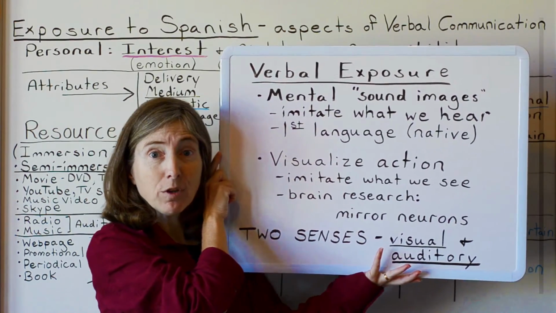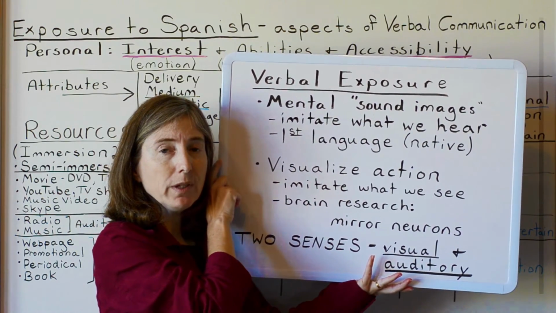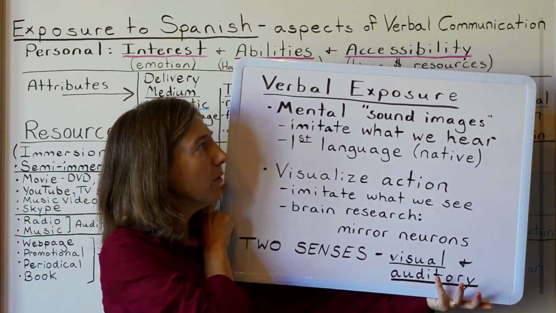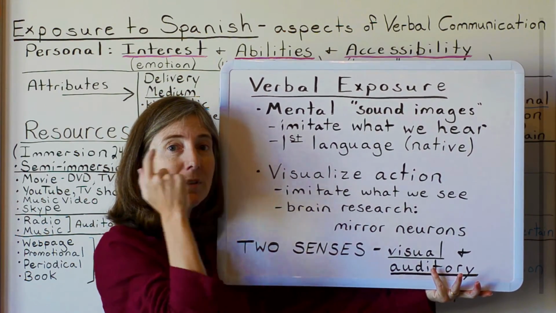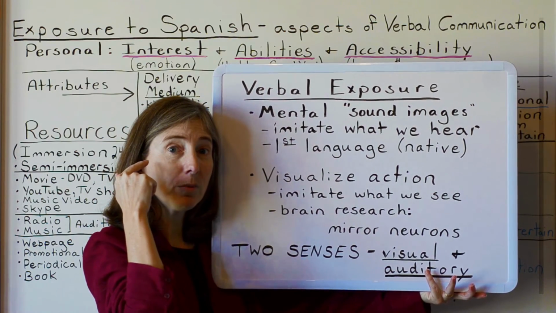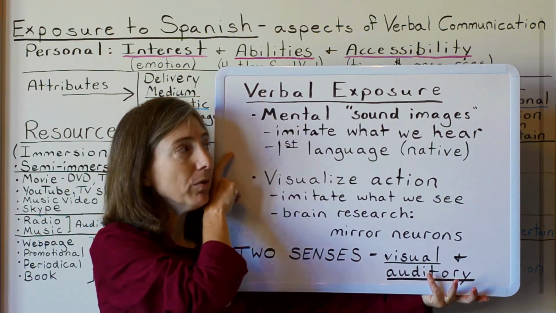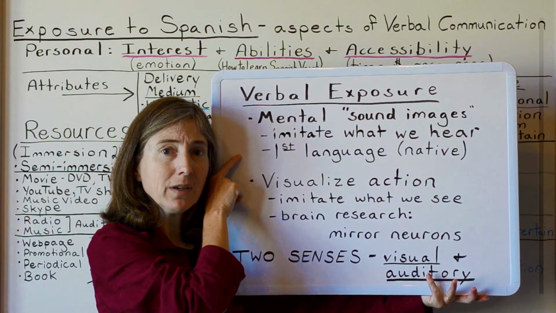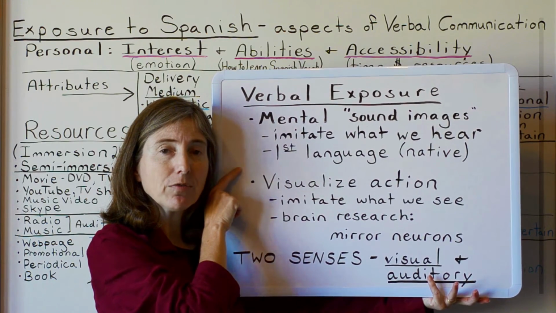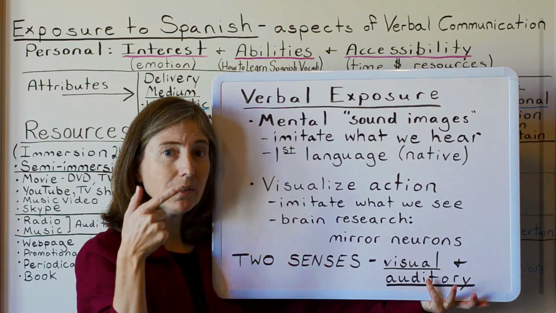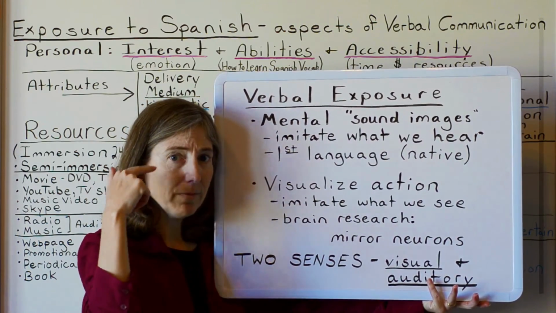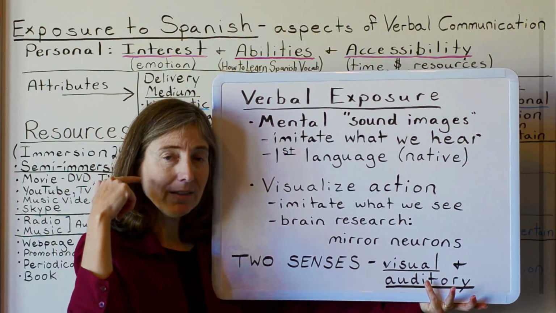We say it's verbal exposure because what we're doing is trying to get listening experience to Spanish. So we want to get mental sound images in our mind about what Spanish is supposed to sound like. And the way we do that is by imitating what we hear. And that's how we're going to learn to speak Spanish, because that's how we learn our first language and that's how we're going to learn other languages. So it involves the auditory sense, the listening sense.